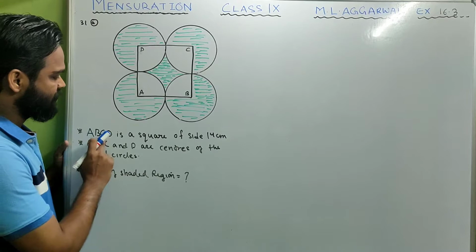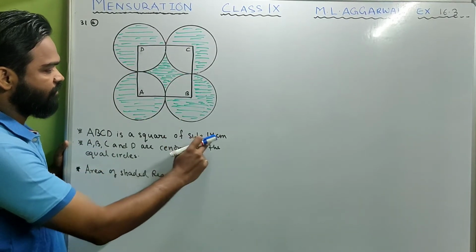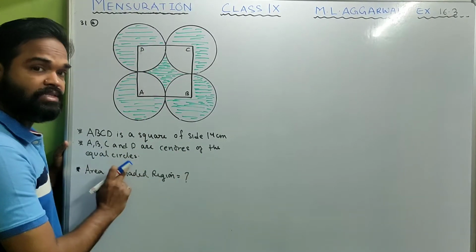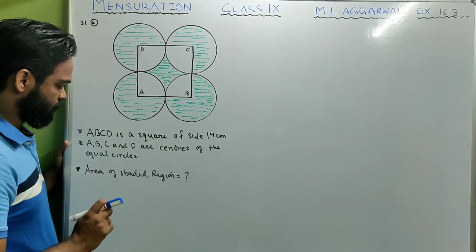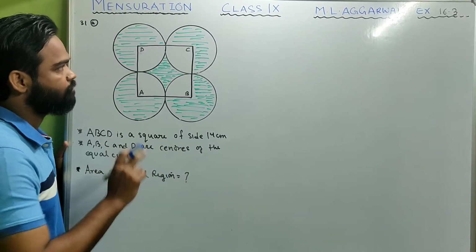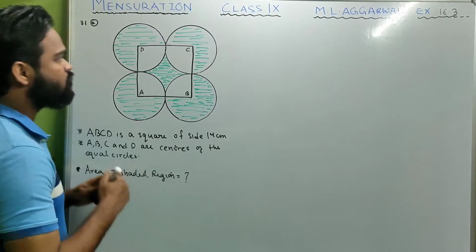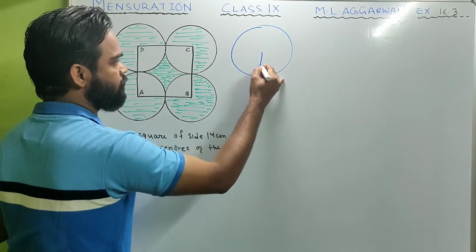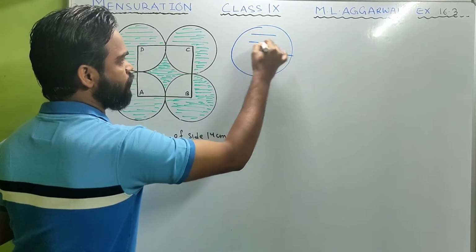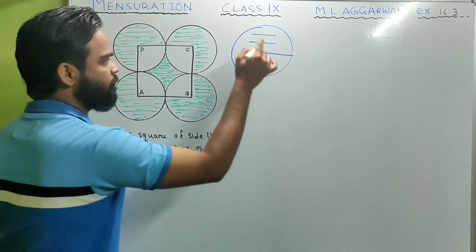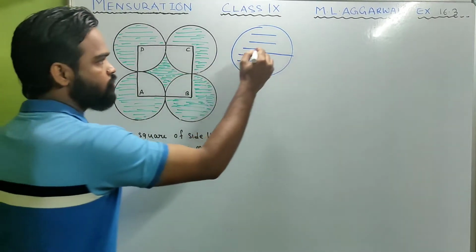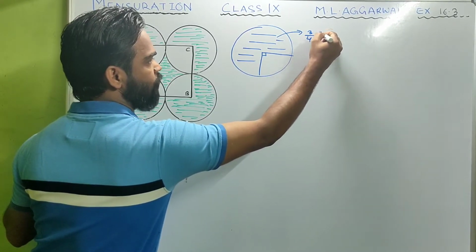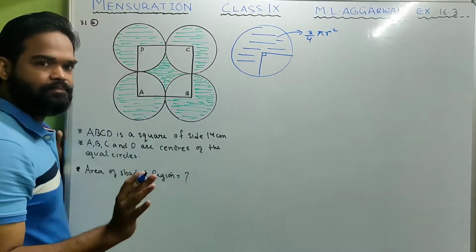Now see, 31 part A, this is a figure given. They have told that ABCD is a square of side 14 centimeter and ABCD are centers of the equal circles, which means the radius is same for all the 4 circles. Find the area of the shaded region. Now look carefully. I'll just draw one part. So if we draw one part, see, the shaded region is nothing but 3/4 of a circle. So the area of this part will be 3/4 of the area of the circle, isn't it?